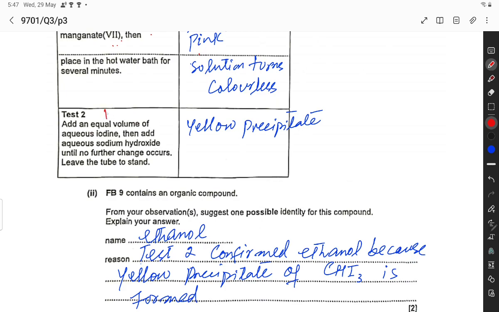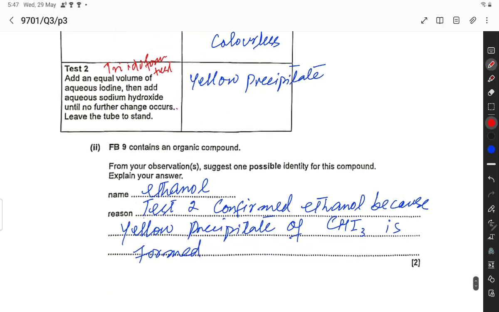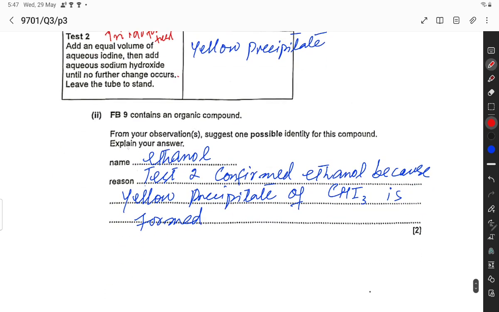This is the triiodomethane test. Add aqueous sodium hydroxide until no further change occurs. Leave the tube to stand. A yellow precipitate is formed, which confirms that this is ethanol, because ethanol gives a yellow precipitate with the triiodomethane test. FB9 contains an organic compound.